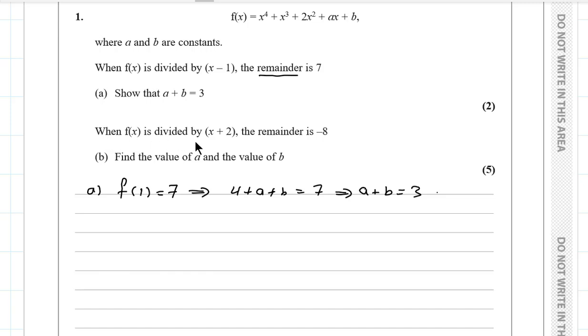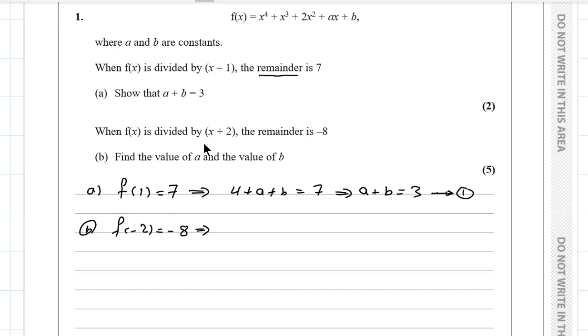When f(x) is divided by x plus 2, the remainder is negative 8. Find the value of a and the value of b. It's very simple. We will use the remainder theorem again, but here we will say f(-2) equals minus 8, and then we will get another equation with a and b and solve them simultaneously. So we name this equation number 1. And here we will say f(-2) equals negative 8, okay?